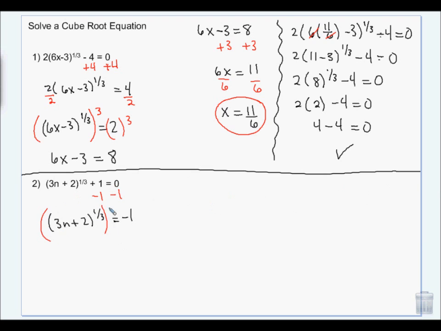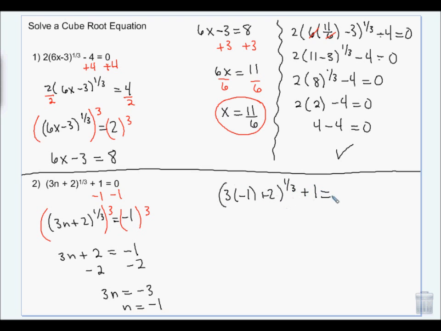I'm going to take it to the power of 3. So I get 3n plus 2 is equal to negative 1. Subtract 2 from both sides. 3n equals negative 3, so n is equal to negative 1. And then we want to check it. So I get negative 3 plus 2.